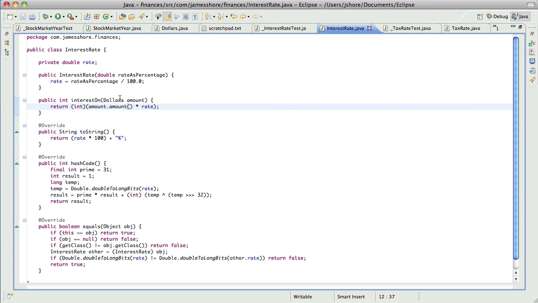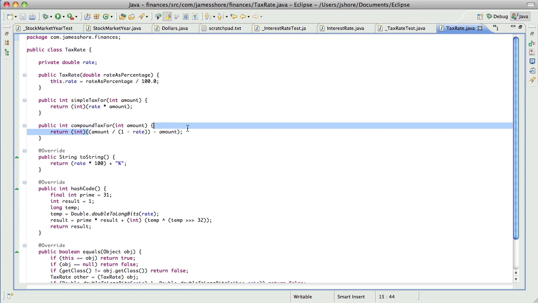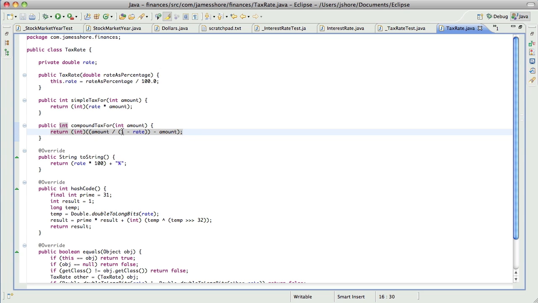Okay, so back here, I said that I didn't want to keep amount public, but I'm not sure how to do this cleanly in any other way. I mean, I could say apply interest to dollars, but that's just moving the work out of interest rate into dollars, and I don't see that being a great thing, because in tax rate, we've got this equation, which is very domain specific, compound tax four. I don't know, I wouldn't want to put that into dollars, I don't think.